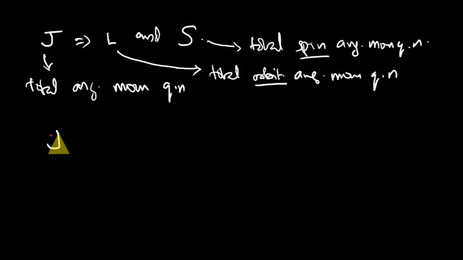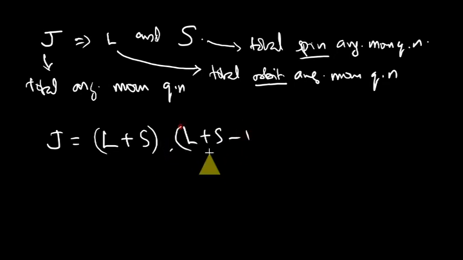So J is equal to L plus S. Okay, that is the maximum value. Then L plus S minus 1, the next value. Okay, and so on to the least value, that is L minus S. But you have to take the modulus. Wherever the negative values are, you have to take the modulus of those. Okay, so L plus S to modulus of L minus S, all the positive values are taken.